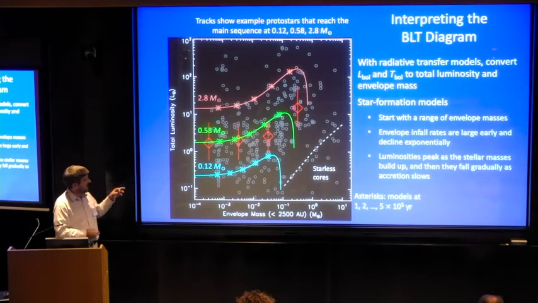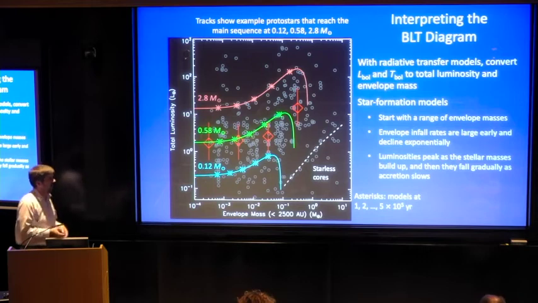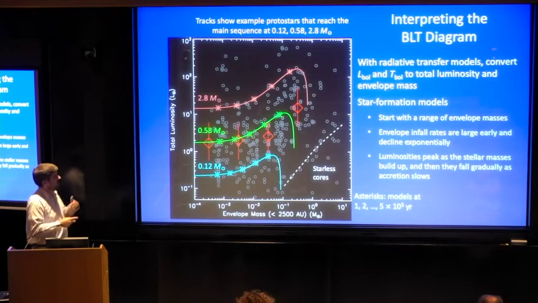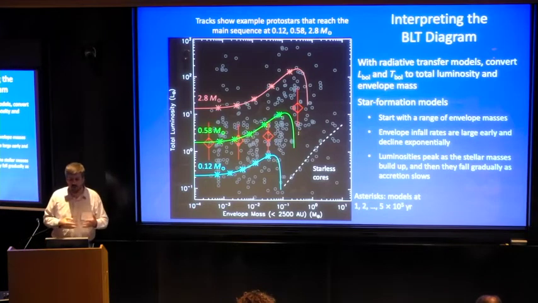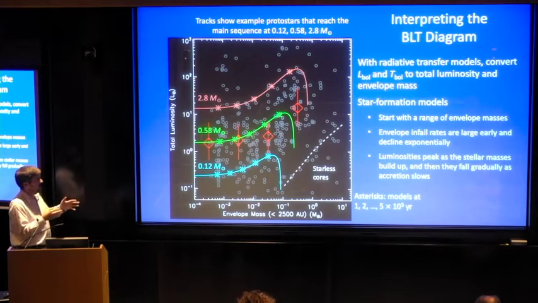And then on the x-axis now, instead of bolometric temperature, we have the envelope mass that comes out of the radiative transfer modeling. That's the envelope mass inside of 2500 AU, because that's what the Herschel data are most sensitive to. These models I've shown, these are three sample models from an ensemble. What we do for our star formation model, we start with a range of envelope masses. And then we have envelope infall rates that are large early and decline exponentially.